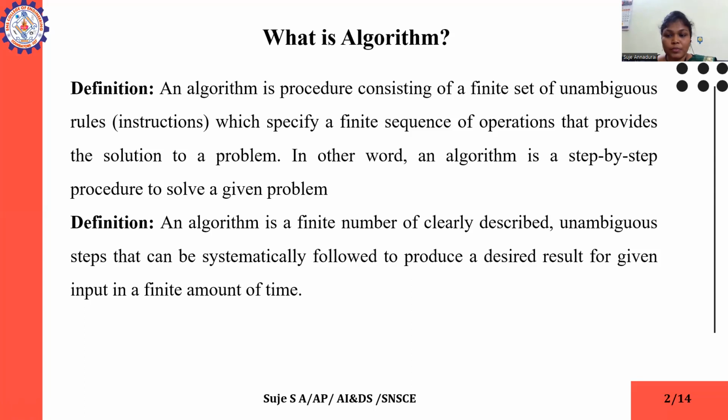First, what is algorithm? An algorithm is a procedure consisting of a finite set of unambiguous rules, that is instructions, which specify a finite sequence of operations that provides the solution to a problem. In other words, an algorithm is a step-by-step procedure to solve a given problem. Definition: an algorithm is a finite number of clearly described unambiguous steps that can be systematically followed to produce a desired result for given input in a finite amount of time.